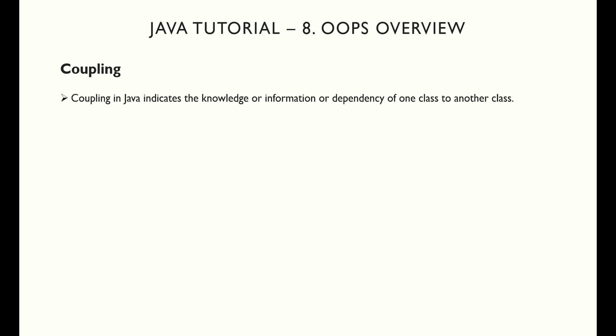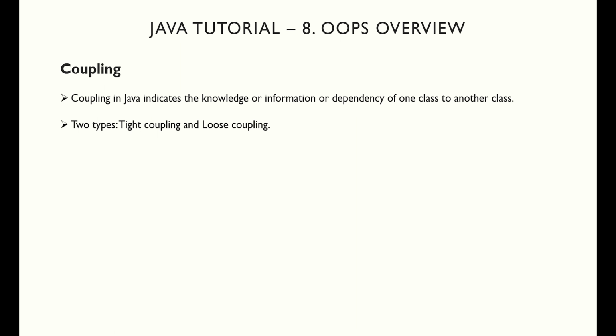Coupling. Coupling in Java indicates the knowledge or information or dependency of one class to another class. This means that if properties or behavior of one class changes, it affects the other class also. There are two types of coupling: tight coupling and loose coupling. Tight coupling, if one class is strongly related to another class. Most of the time, inheritance with extends keyword will have a tight coupling. Real world example for tight coupling would be car and Ferrari. The Ferrari class is entirely dependent on car class. Any changes on state or behavior of car will affect the Ferrari class also.